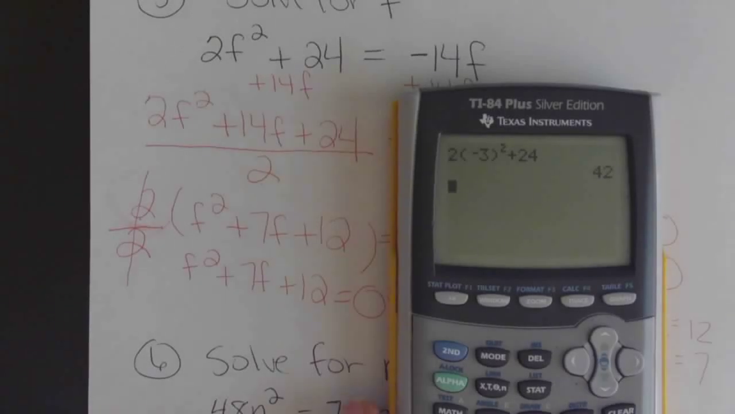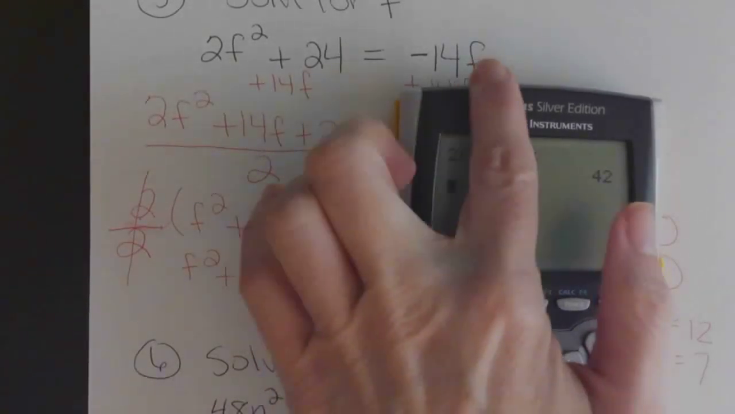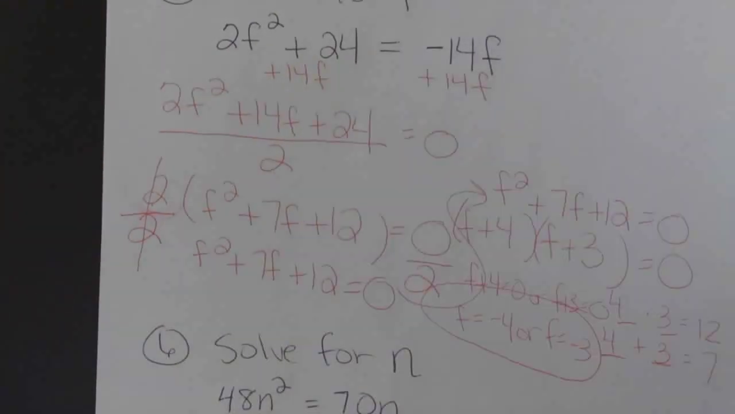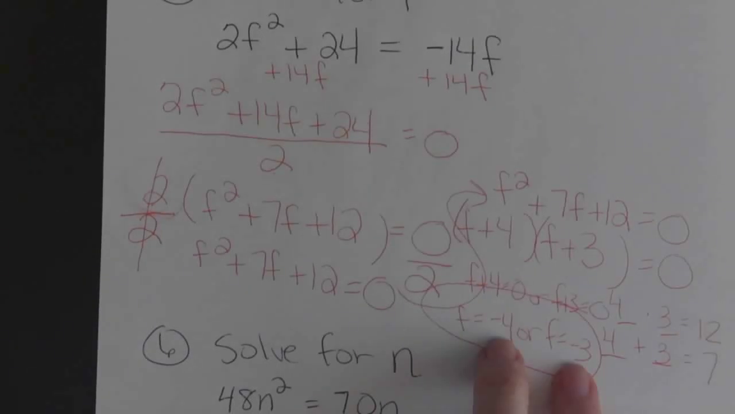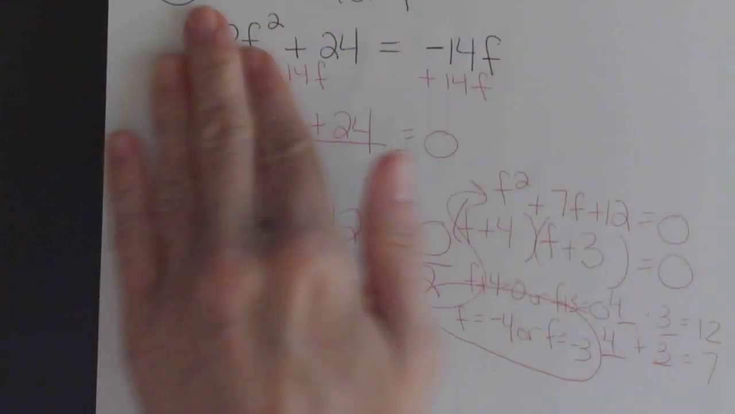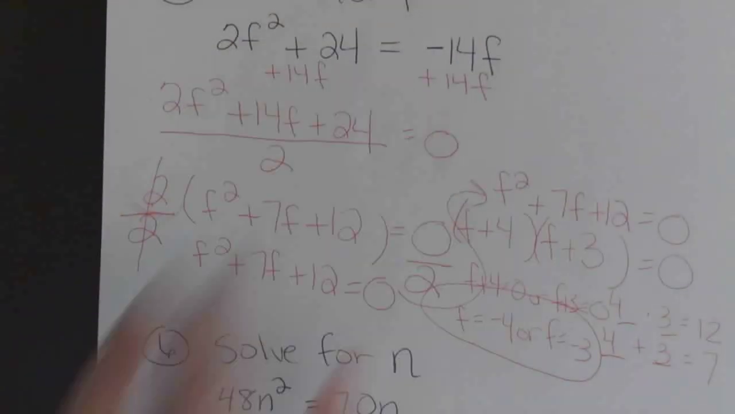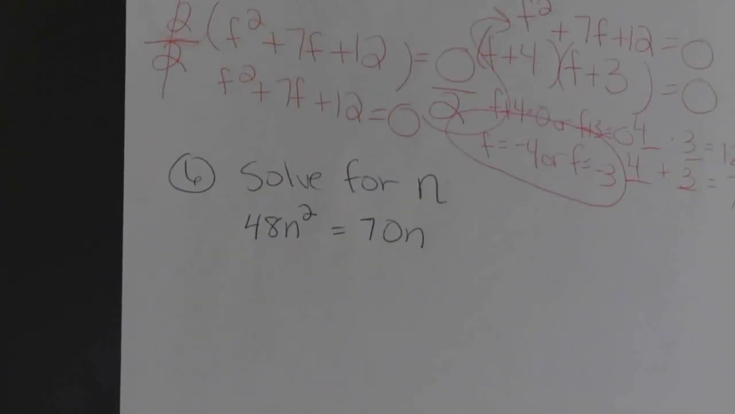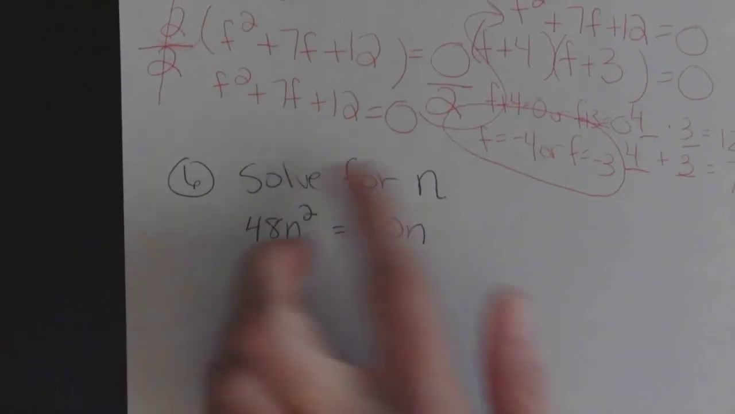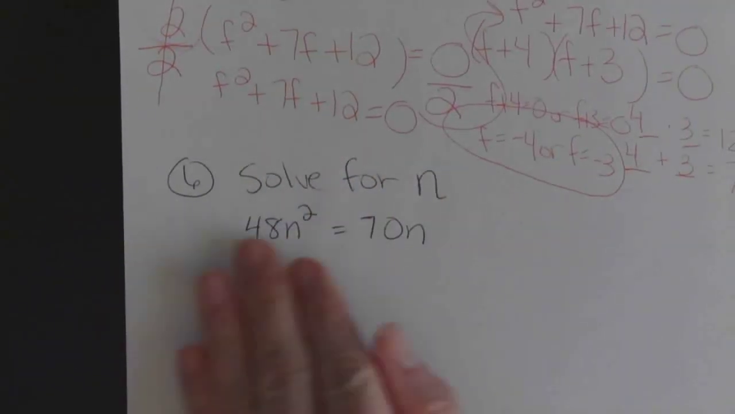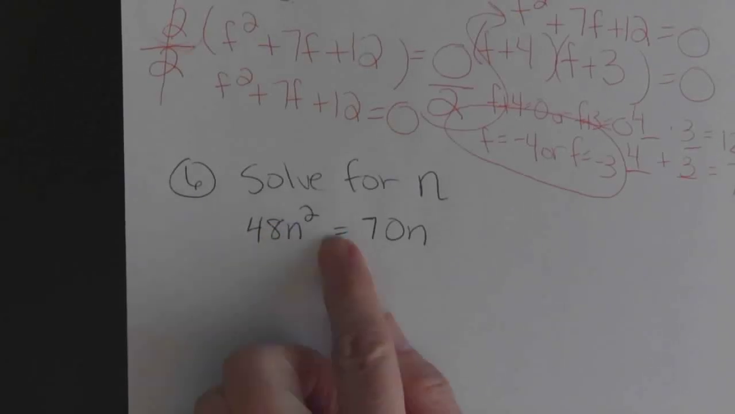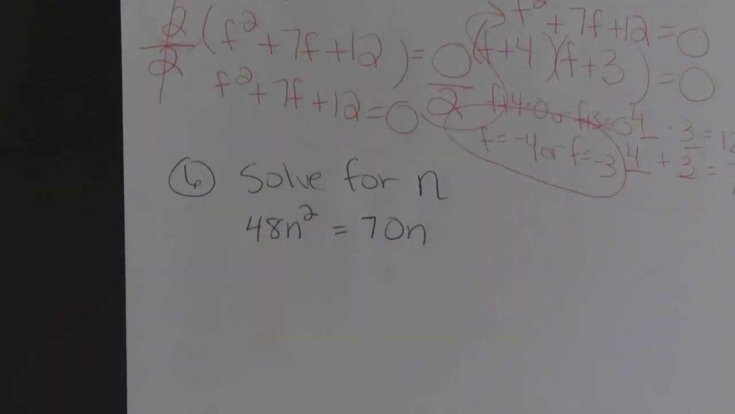So I would have 56 equals 56. And then if I take the other answer, -3, do the same thing. 2 times -3 squared plus 24. That makes the left side 42. And then if I take the right side, -14 times -3, I also get 42. So these are the two values of f that I can use up top here that make this original problem true.